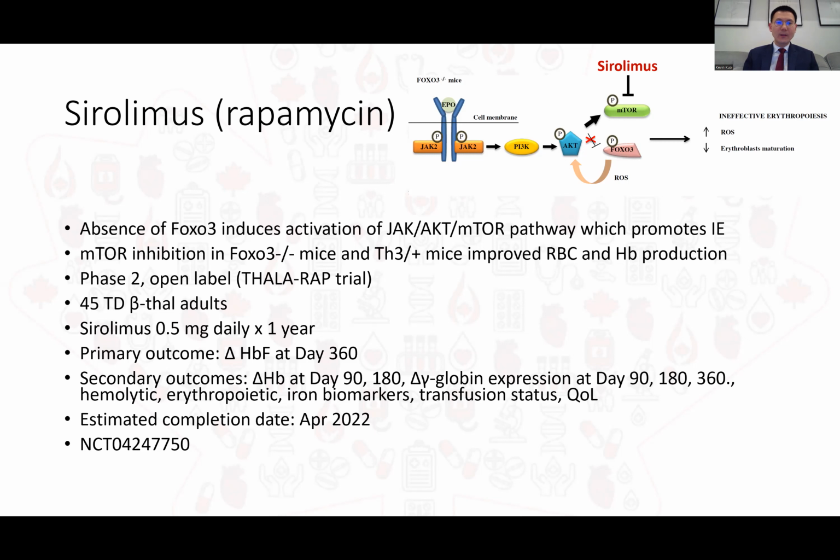Based on this finding, the Thalarap trial is a phase 2 open label study of 45 transfusion-dependent beta thalassemia adults. Sirolimus 0.5 milligram daily for 1 year is given to the patients, and the primary outcome is change in fetal hemoglobin at day 360. Secondary outcomes include change in hemoglobin at day 90, 160, changes in gamma globin expression at days 90, 180, 360. Hemolytic, erythropoietic, iron biomarkers are also measured, as well as transfusion status and quality of life. Estimated completion date is April 2022.